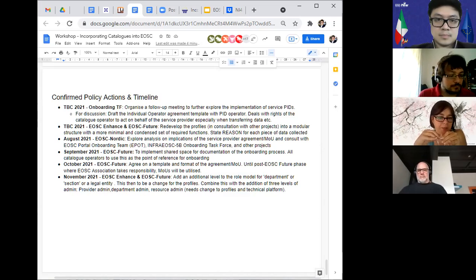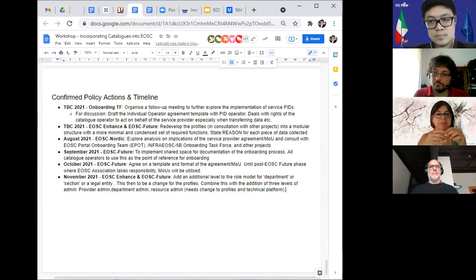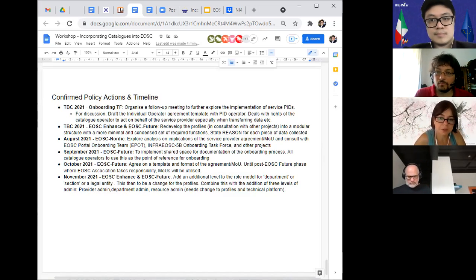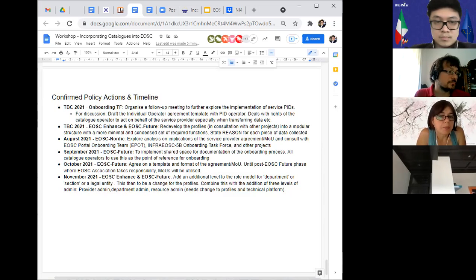Another point was to explore the implications of service provider agreements or MOUs, which will be used in the first phase before the EOSC association starts to really manage the catalog. And this also is another of the points I was mentioning where the enlargement of the table of the task force involved is mandatory. This action was taken by EOSC Nordic, but again, it will be a joint effort.